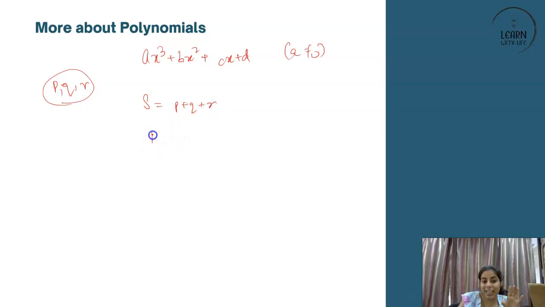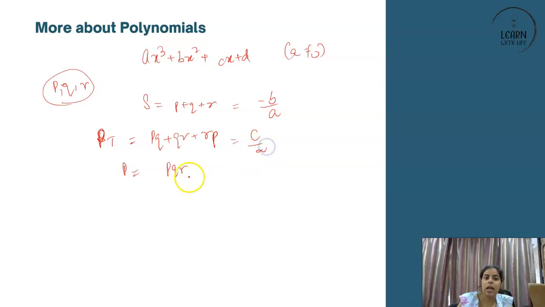What is the sum of roots taken two at a time? pq plus qr plus rp. And what is the product of roots? These three you need to know. The sum of roots, I already told you in the previous slide, is minus b by a. The sum of products of roots taken two at a time is calculated as c by a, and the product of roots overall is calculated as minus d by a.